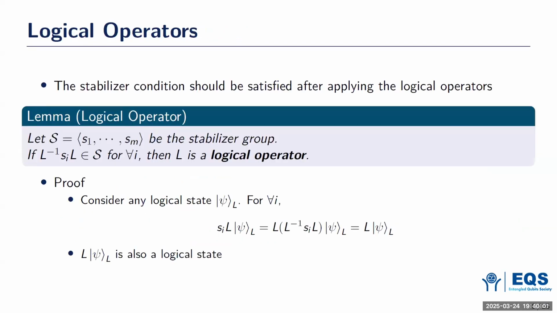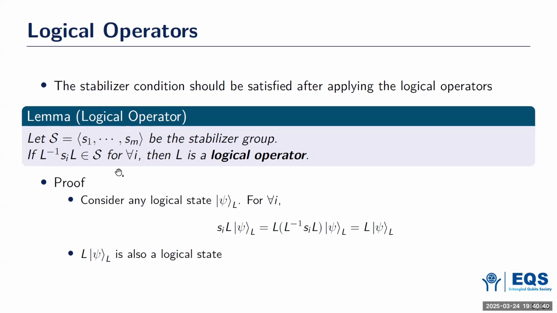And once we encode the state into logical states, we need logical operators. And of course, the stabilizer condition should still be satisfied after applying the logical operators. This is a sufficient condition for logical operators. For a stabilizer group generated by S1 to Sm, if L inverse Si L belongs to the stabilizer group for each i, then we can say that L is a logical operator. And this is the proof.